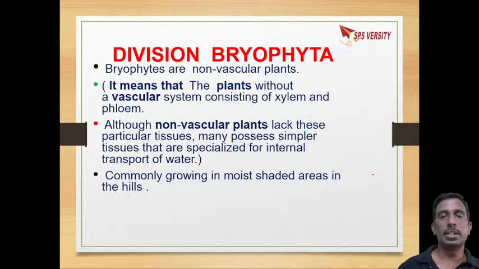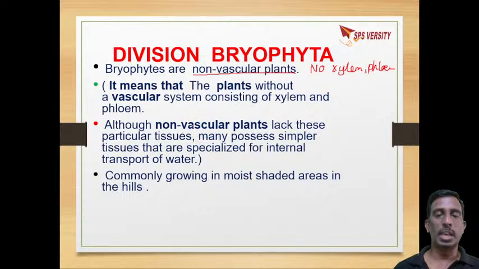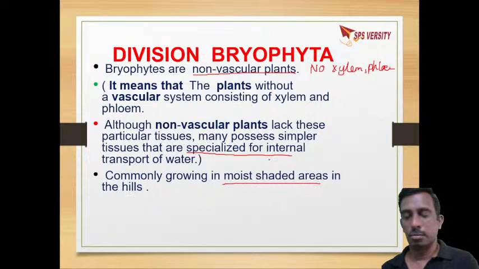After Thallophyta, the next division in non-flowering plants is Bryophyta. Bryophyta also come under non-vascular plants. There is no xylem and phloem in them. Even though they don't have xylem and phloem, they have simpler tissues that are specialized for internal transport of water. Most of the bryophytes grow in moist shaded places.